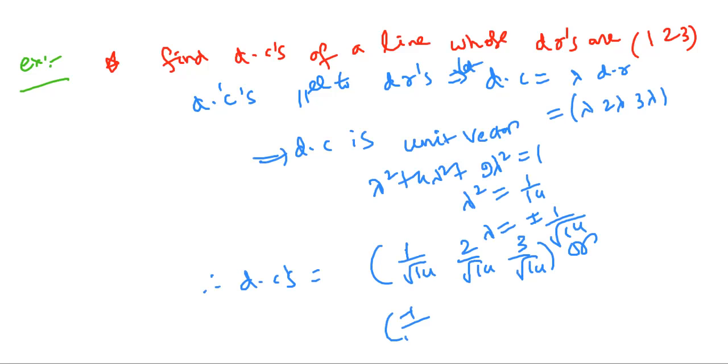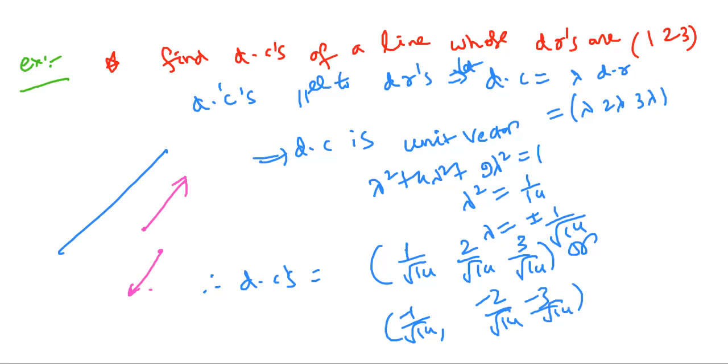Or minus 1 by root 14, minus 2 by root 14, minus 3 by root 14. That is because a line does not have any direction. A parallel unit vector can be either like this or like this, so they are mutually in opposite directions. Either this is the one or this is the one. That is about DC. So if you give me DR, I will find DC.